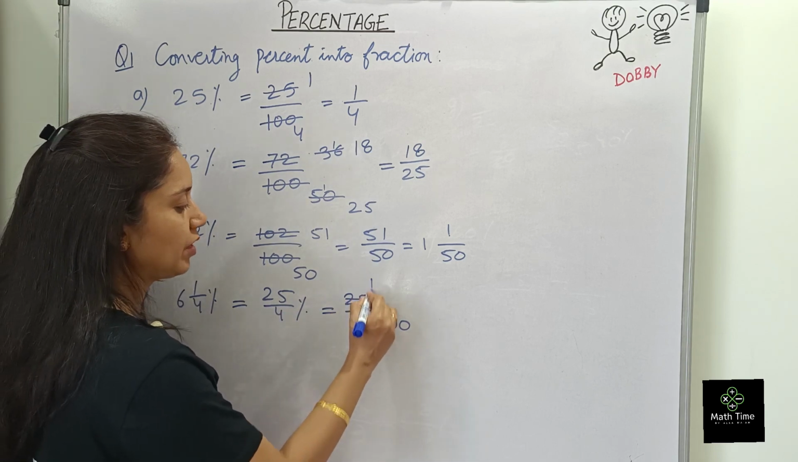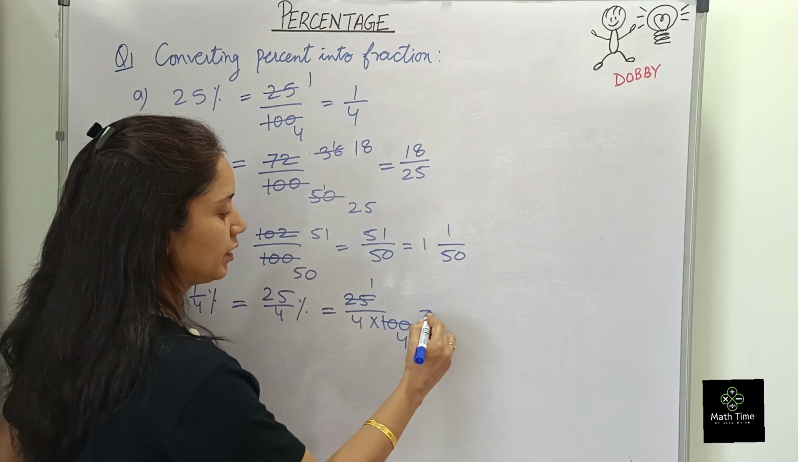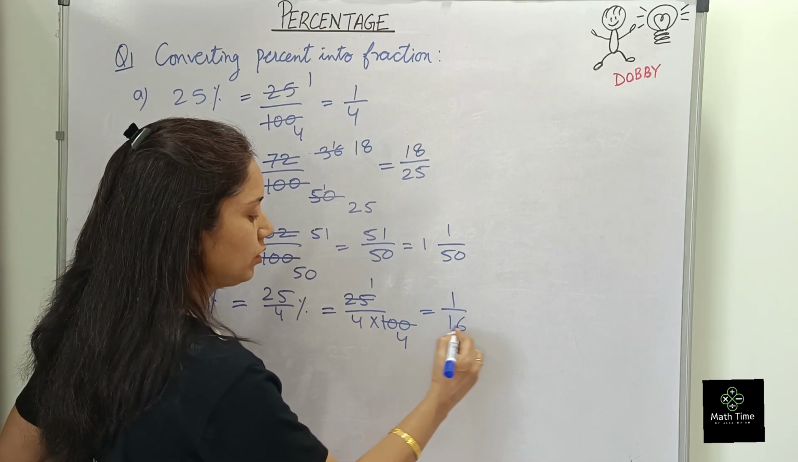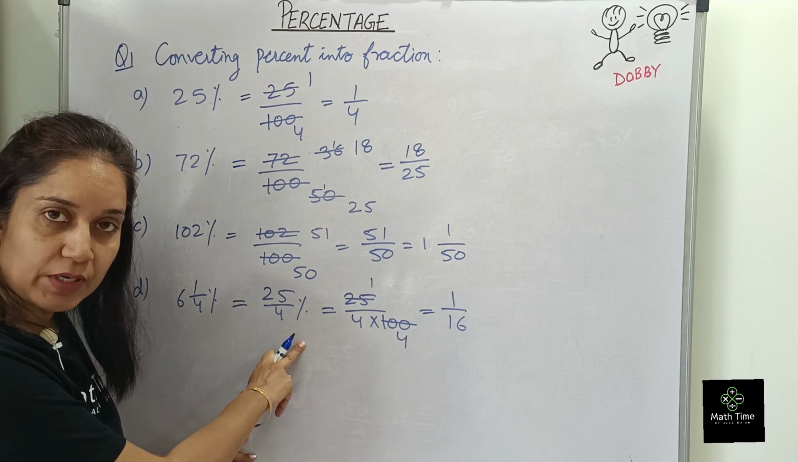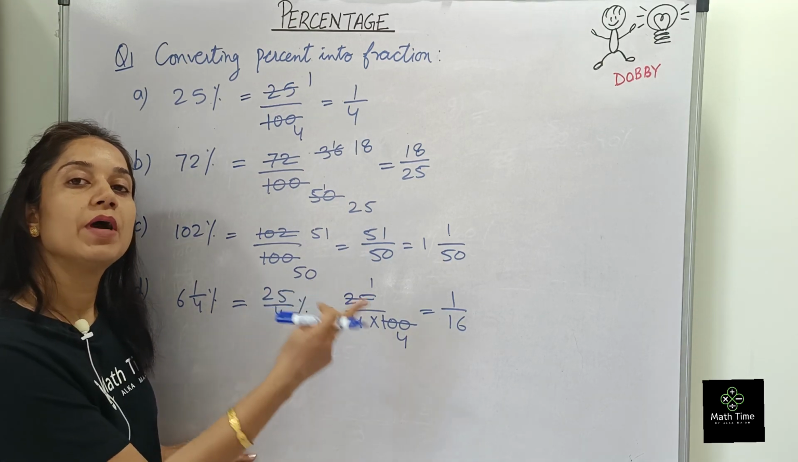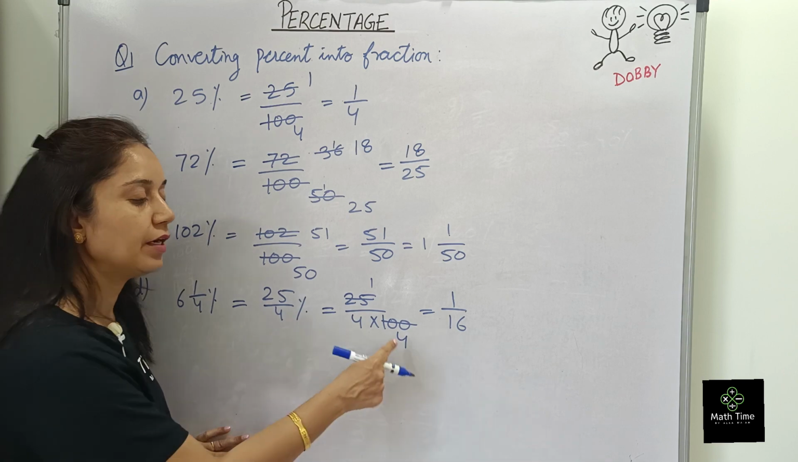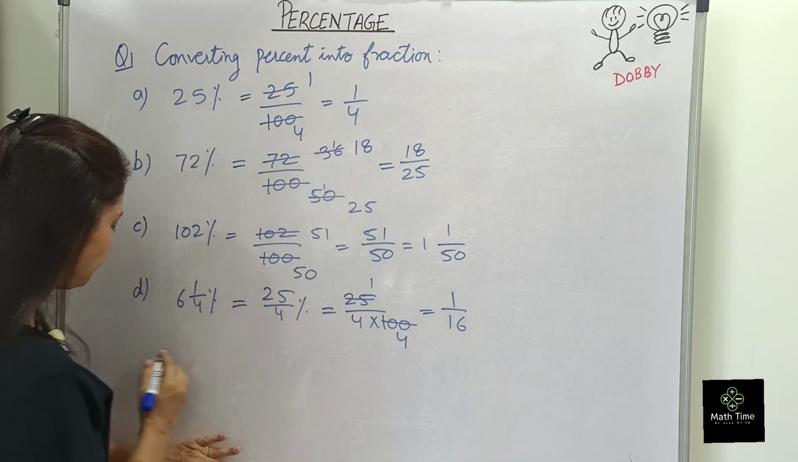Same. 25 ones are 25, 25 fours are 100. So answer becomes 1 upon 4 fours are 16. We remove the percent symbol and divide by 100. Divide by 100 means 100 in the denominator.